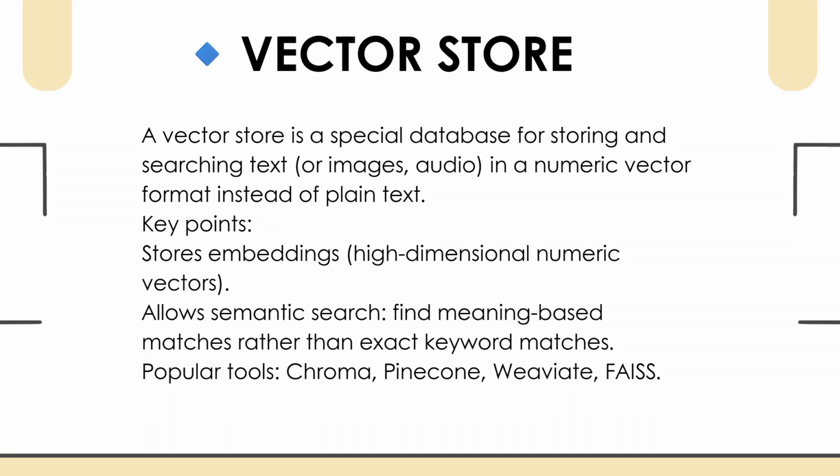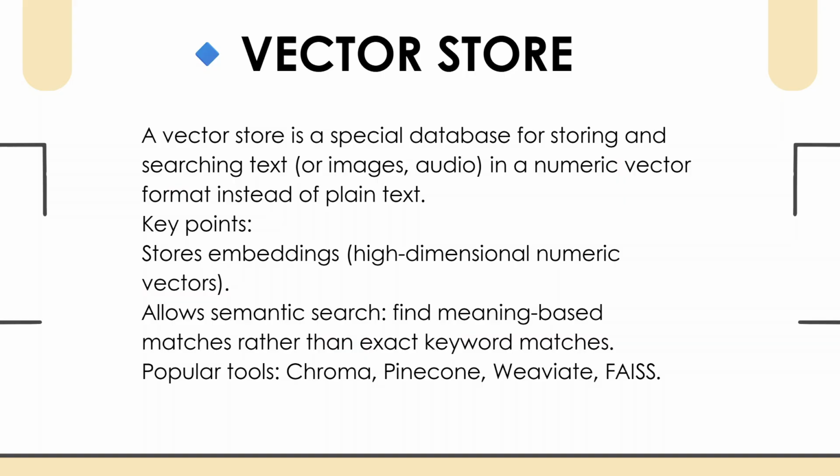Next, let's look at the vector store. A vector store is a special type of database designed to store and search data in a numeric form, rather than plain text. When we create embeddings of our documents, we get high-dimensional vectors, basically lists of numbers, and the vector store keeps all of those organized.